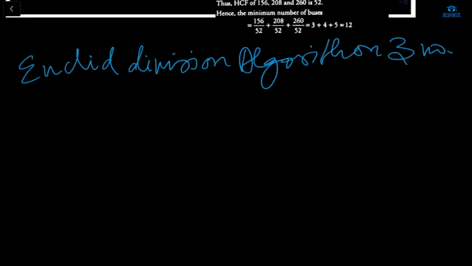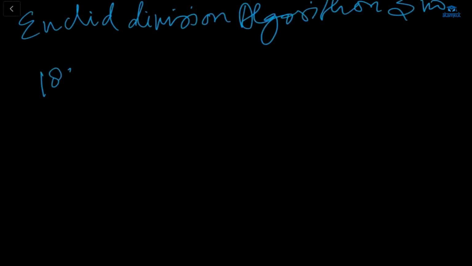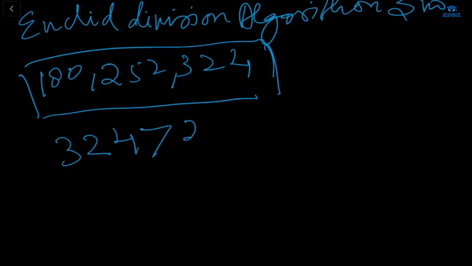That means you have three numbers here, for example 180, 252, and 324. If you want to apply Euclid's division algorithm on three numbers, first you arrange the numbers in descending order. That is, 324 is greater than 252, which is greater than 180. Now you first apply Euclid's division algorithm on the first two larger numbers, and when you get the HCF in the end, you apply Euclid's division algorithm on that number plus the last number, that is 180. Let's see.